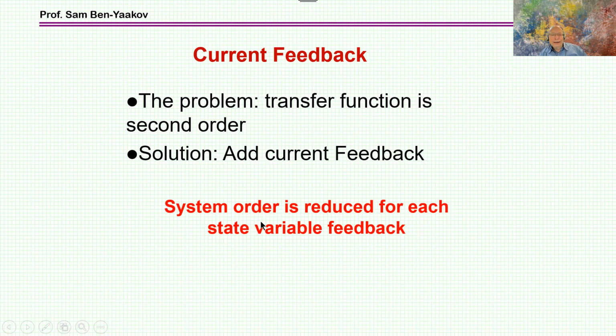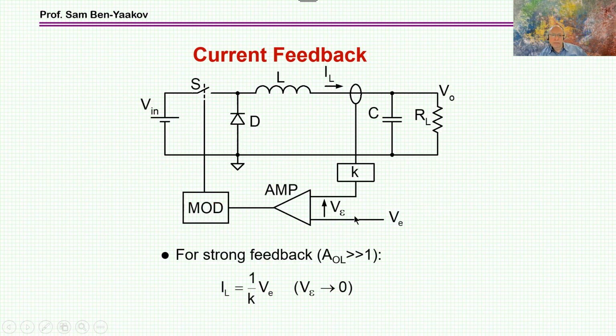And I'll show you that what really happens in effect is that when you're adding a current feedback, you are reducing the order of the system. That is, rather than having a second order system, you're going to have a first order system, that is one pole. One pole has only 90-degree phase shift, and it's much, much easier to close the loop.